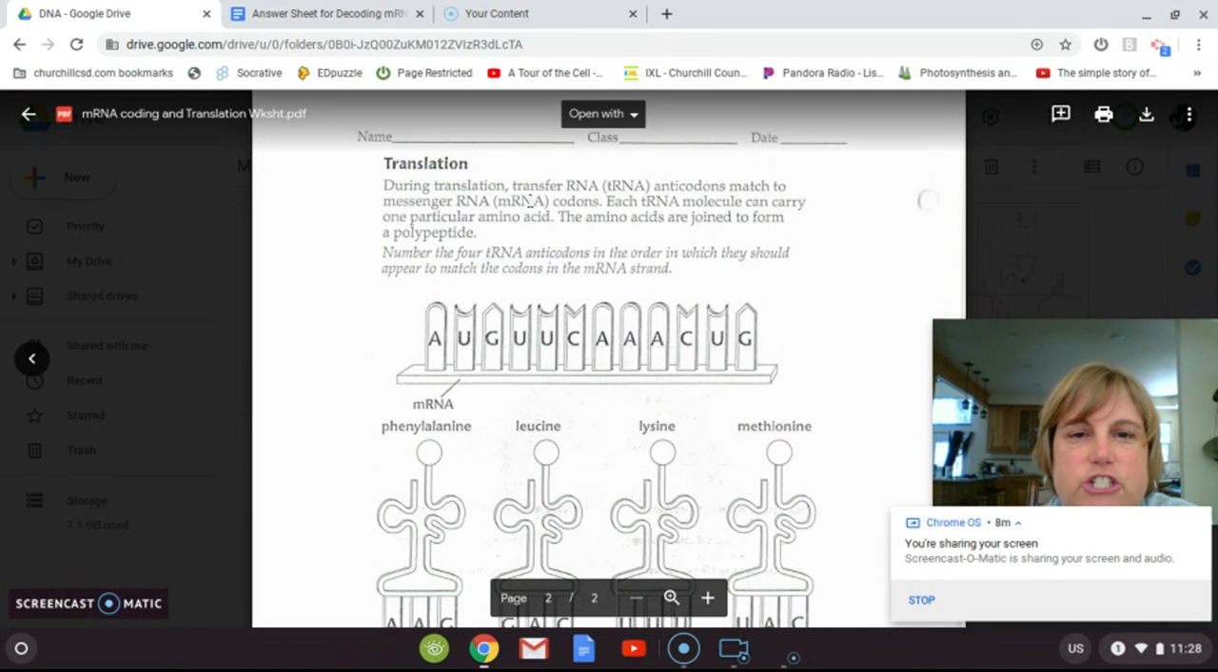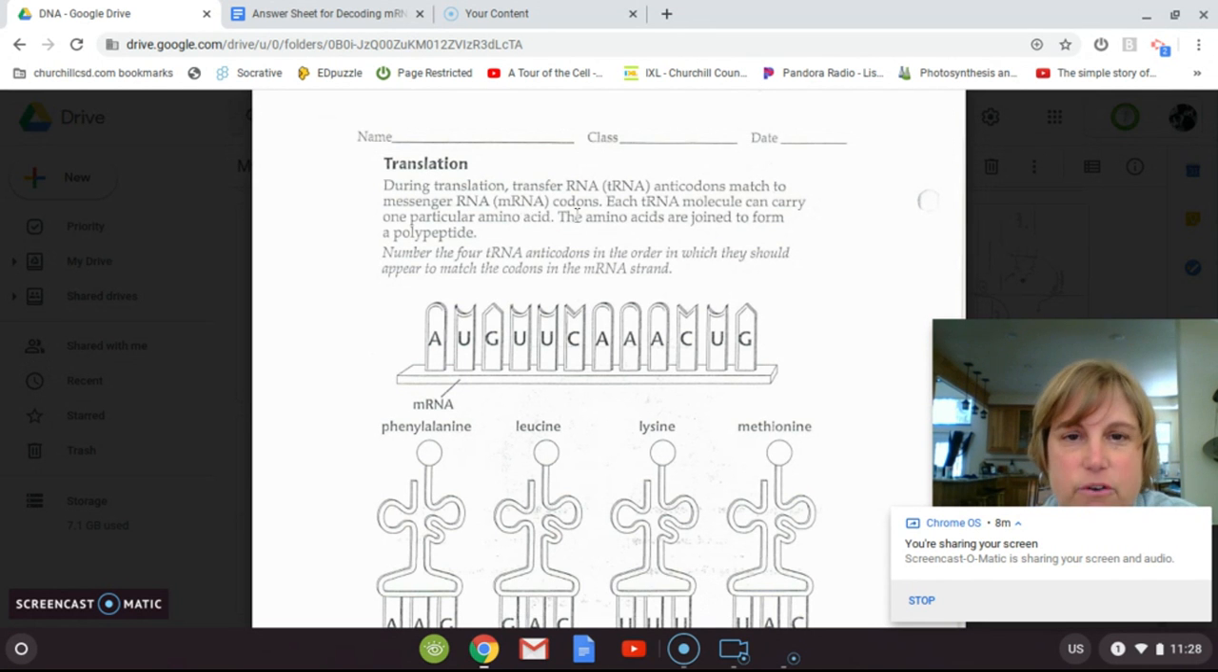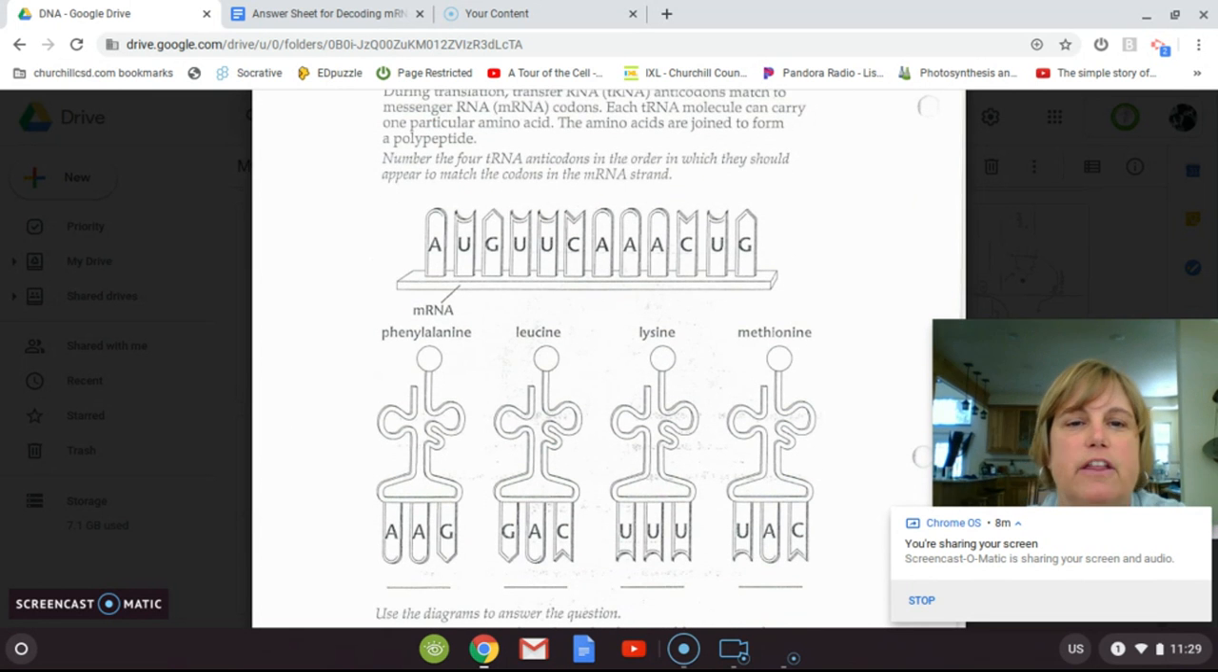So it says during translation, transfer RNA or tRNA anticodons match to messenger RNA, mRNA codons. Each tRNA molecule can carry one particular amino acid. The amino acids are joined to form a polypeptide. So a polypeptide is a stretched out protein. Once that polypeptide wraps up, curls up, and clumps together, we call it a protein. So if we take a look, the directions say number the 4 tRNA anticodons in the order in which they should appear to match the codons in the mRNA strand.